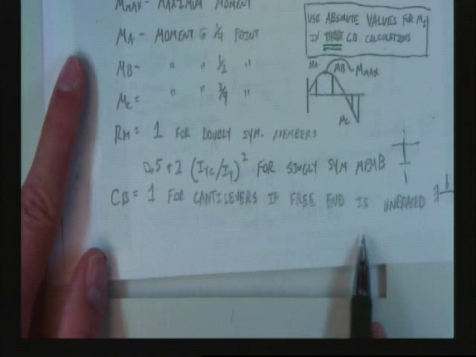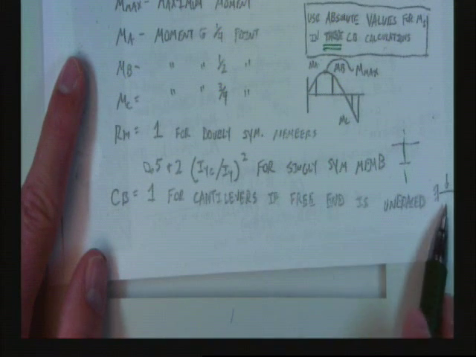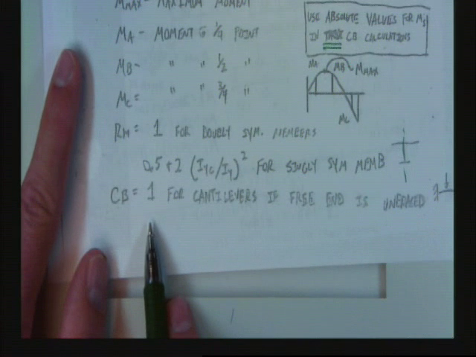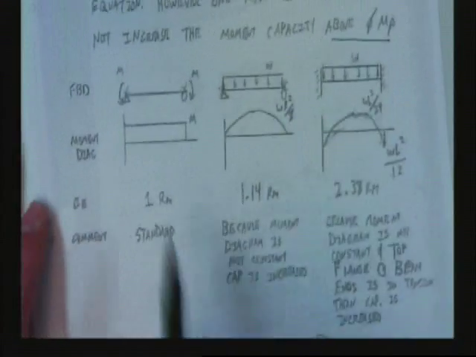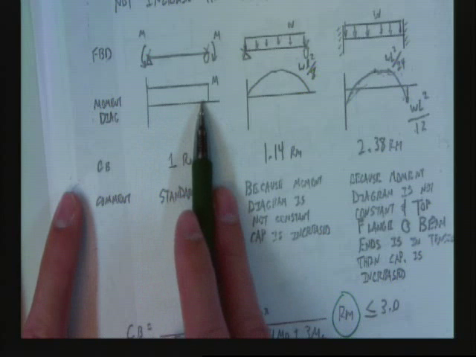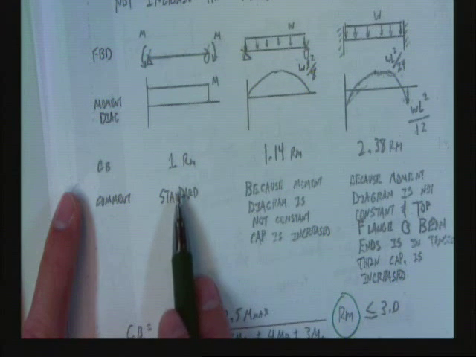C sub B for cantilevers, if the free end is unbraced, is always 1. Always 1. Okay, so what's going on here? When a moment diagram is constant, what value should we get? C sub B is equal to 1.